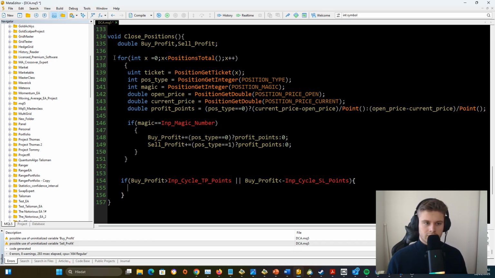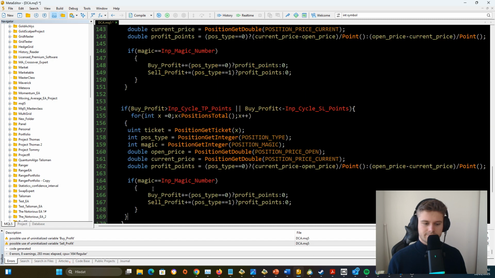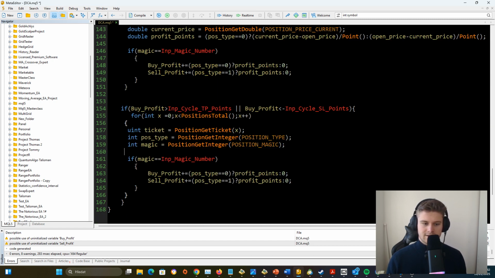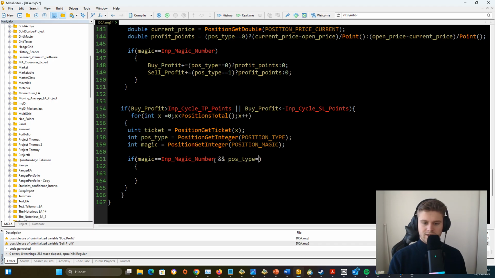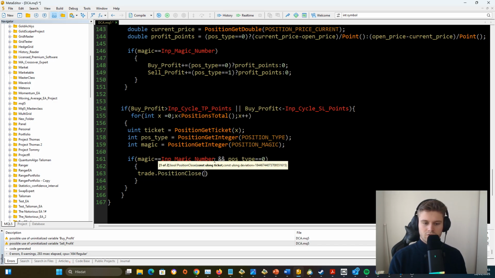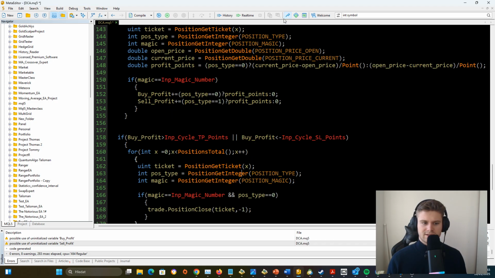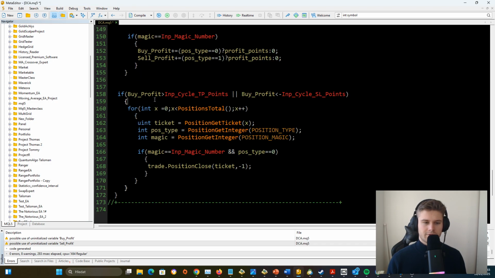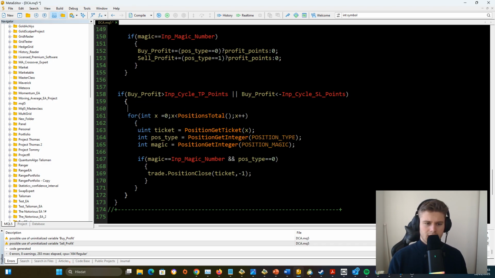So we will do another for loop here. Let's just copy this, and we can delete this, this, this, and this. We just have to check the position type to be equal to 0, and if it is equal to 0, then we do trade position close with the ticket and -1. Let me just style this. Okay, so this is for our buy side.